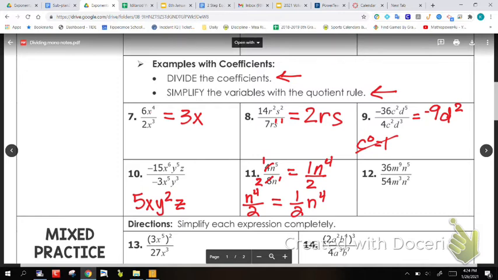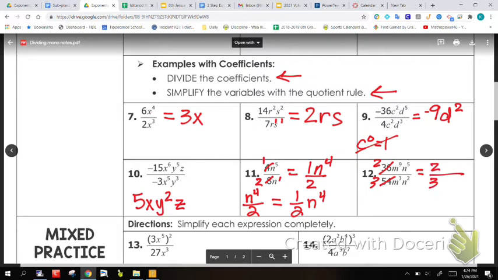Last one here, number 12. Again, 36 divided by 4. Just think of that as a fraction and reduce it. They both divide by 9, but if you think bigger, they both divide by 18. So you want to completely reduce them. So if I divide by 18, that's 2, and that's 3. So I got a 2 on top, 3 on bottom.